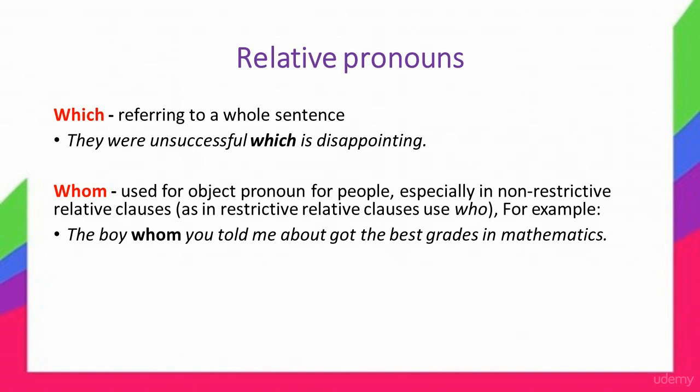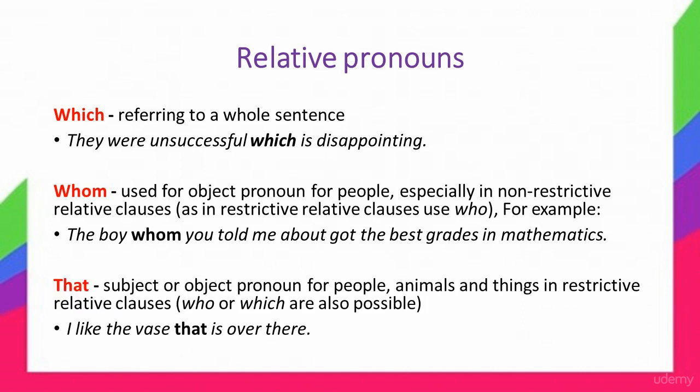Whom, used for object pronoun for people, especially in non-restrictive relative clauses, as in restrictive relative clauses use who. For example, the boy whom you told me about got the best grades in mathematics. That, subject or object pronoun for people, animals and things in restrictive relative clauses, who or which are also possible. I like the vase that is over there.